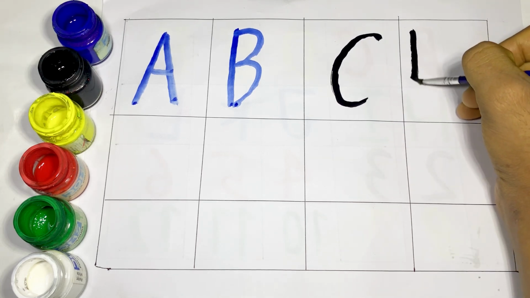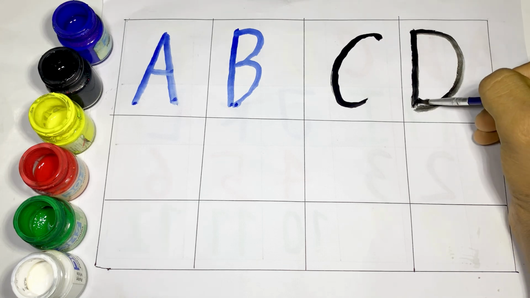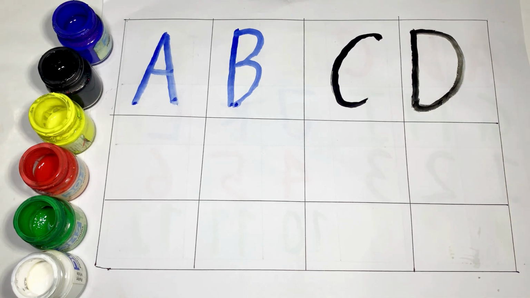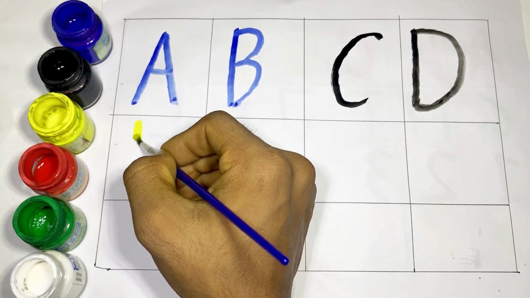D. D for dog, D for doll. Kids, now draw E. E for egg, E for elephant. The alphabets of E, and use yellow color.